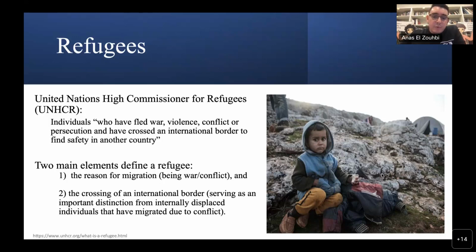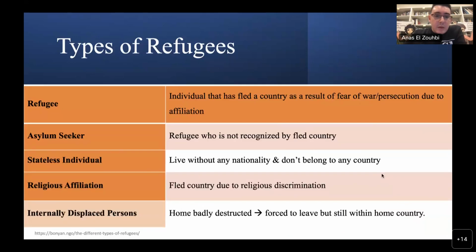So, this is an important element that separates refugees from, for example, internally displaced individuals. So, these are individuals that have also been forced to migrate because of war or conflict. However, they remain within their country's borders and have not crossed international borders. So there are many types of refugees.